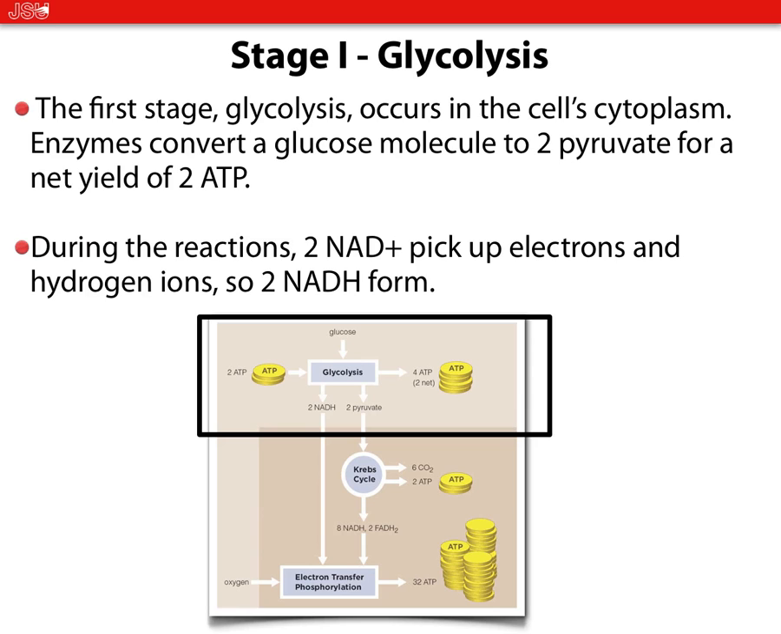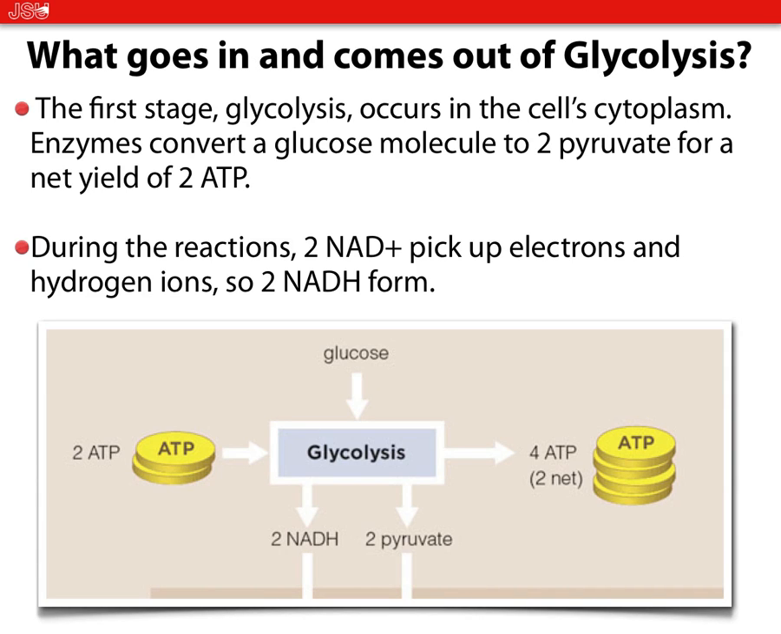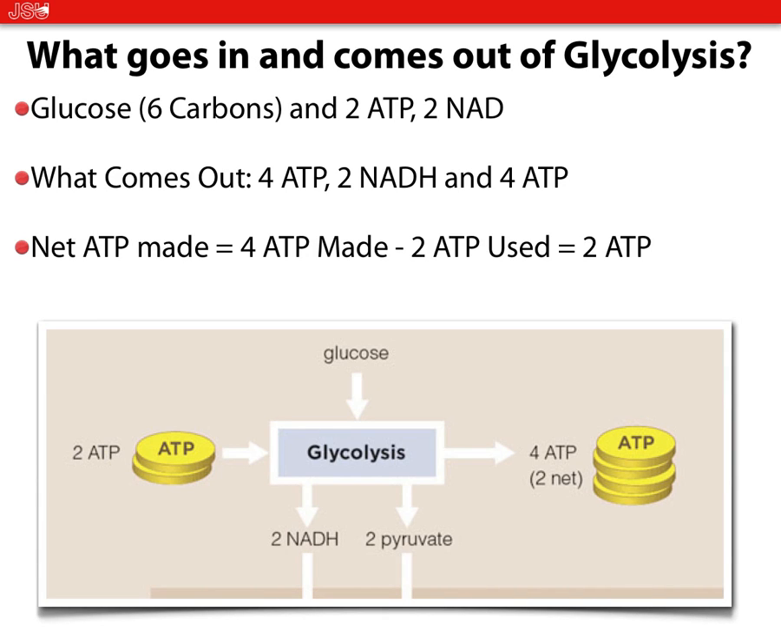You need to know this. Also, you need to know that glycolysis makes 2 pyruvate and 2 NADHs. So glycolysis makes 2 NADH. Glycolysis makes 2 pyruvates. Here's a summary. You should know this.